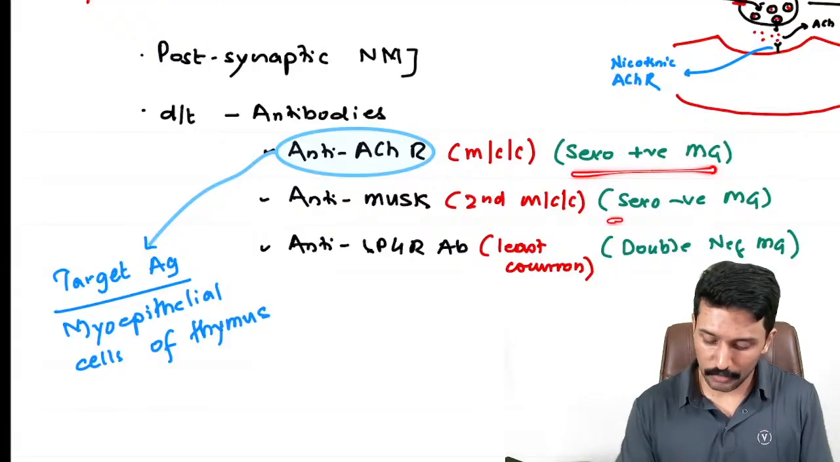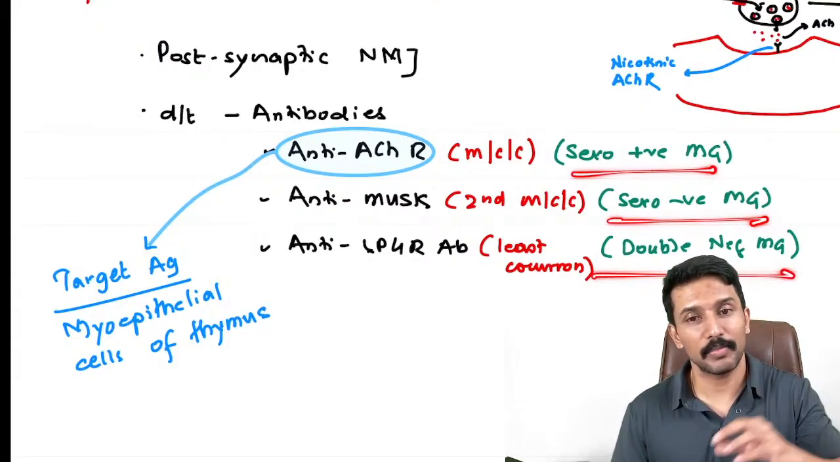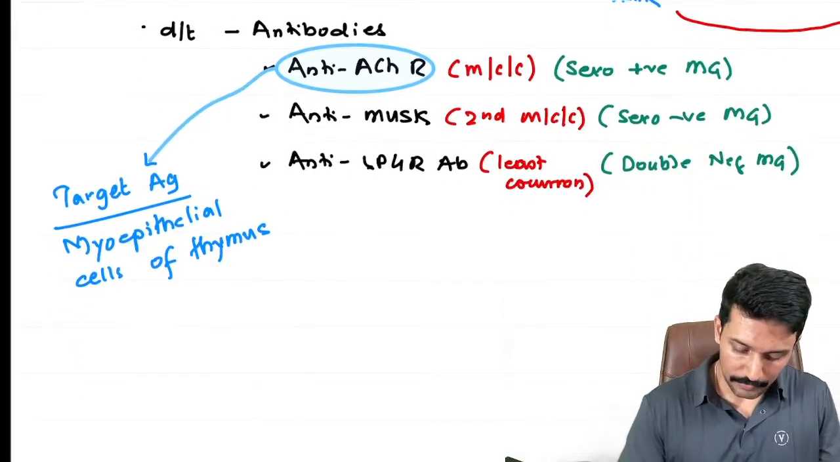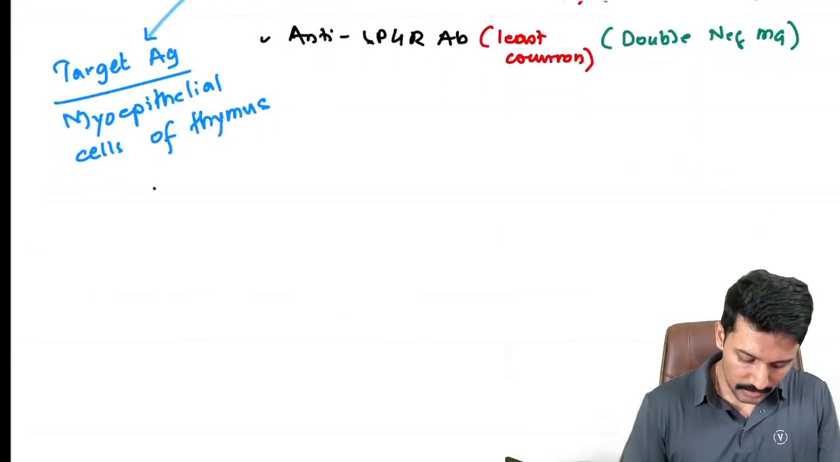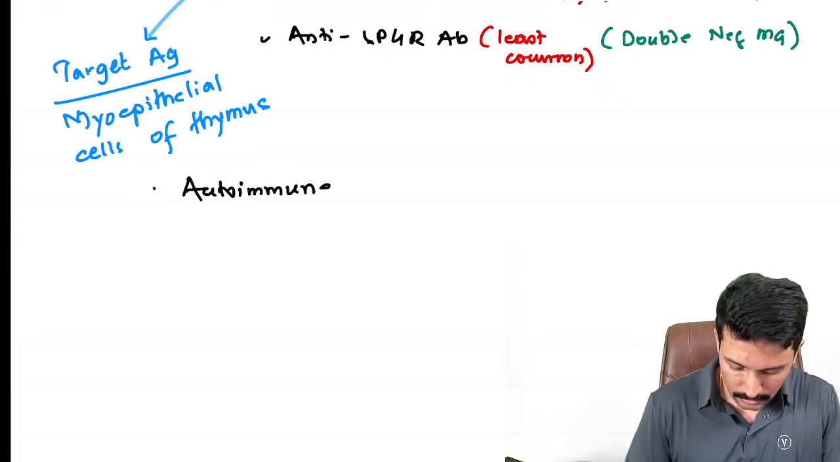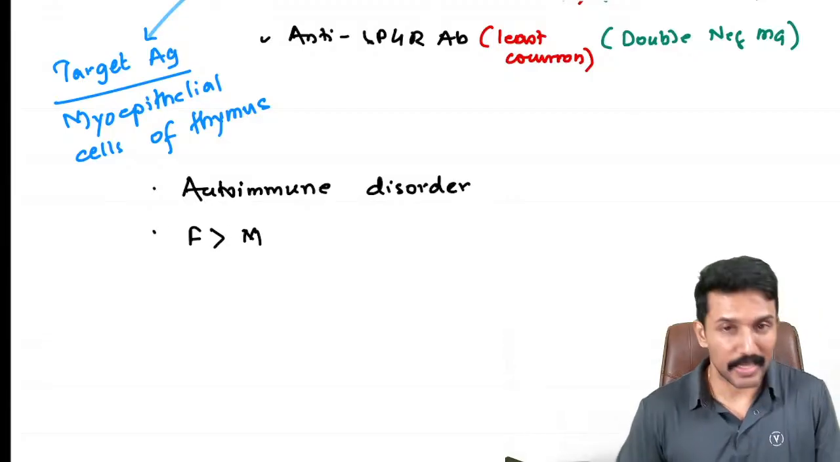If it is seronegative or double negative, their antigens are not there in the thymus gland, so thymectomy is not useful. Okay. So if antibodies are there, that also means that it is an autoimmune disorder. And if it is an autoimmune disorder, that means it will be more common in females than males.